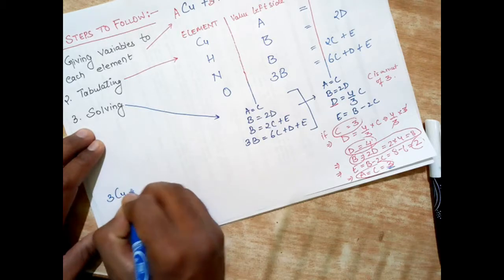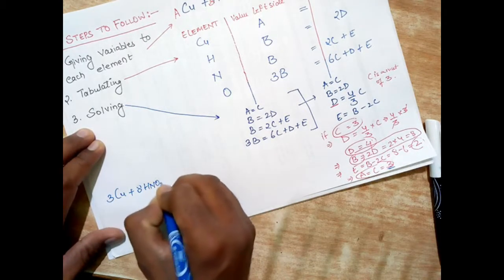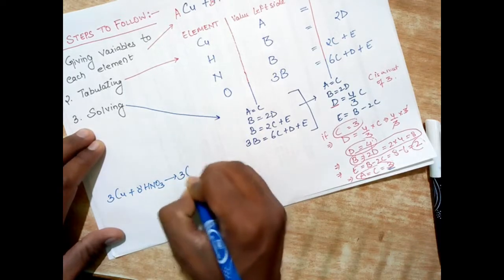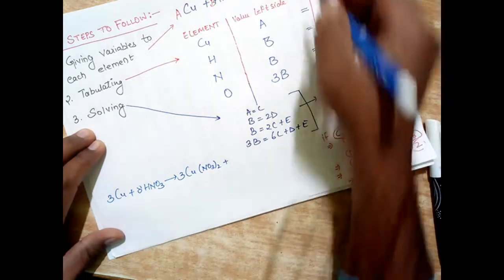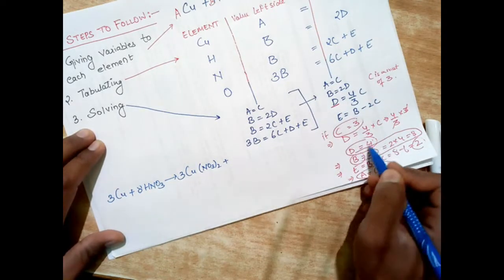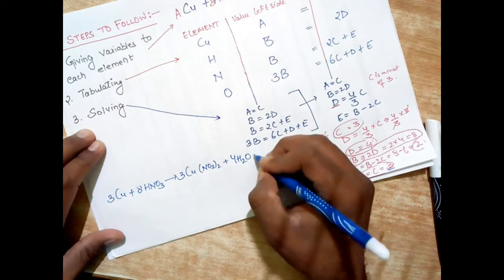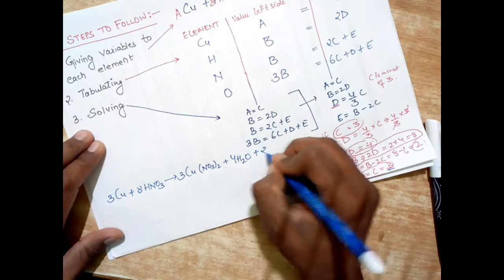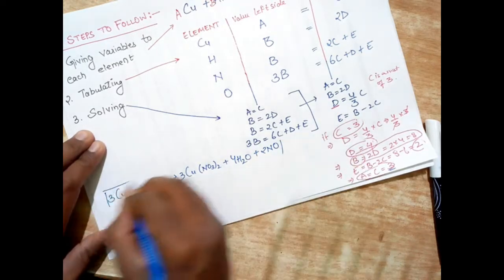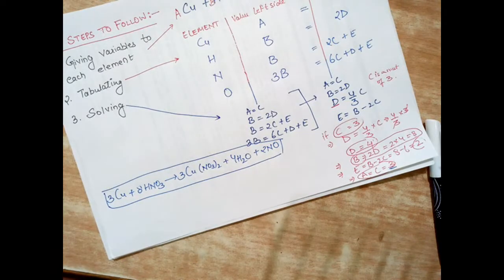3 of copper, 8 of nitric acid will be giving you 3 of copper nitrate plus D times, that means 4 times 4 of water, and E, that means 2 of nitric acid. So guys, you see, this is how easy it is to balance any kind of chemical equation.